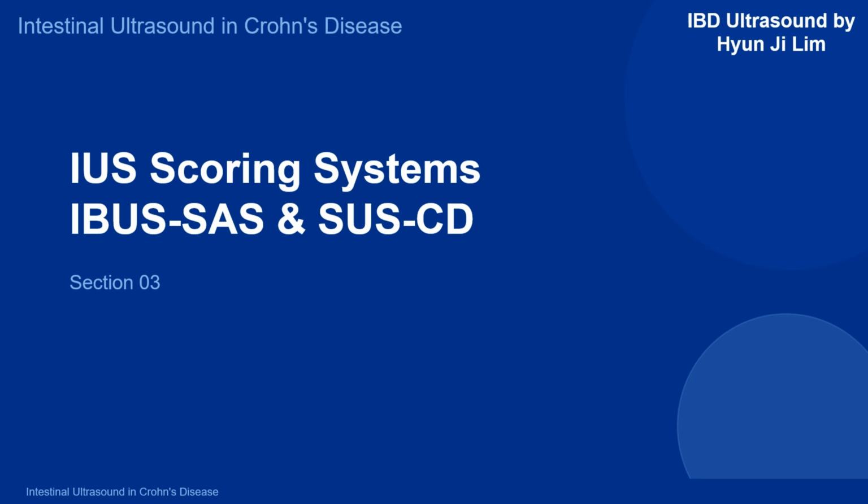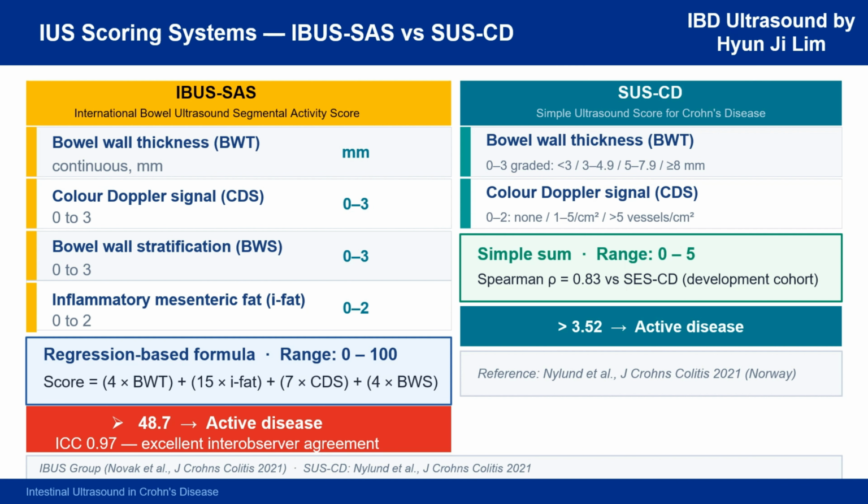This section covers the two main IUS scoring systems, IBUS-SAS and SUS-CD. IBUS-SAS is the International Bowel Ultrasound Segmental Activity Score. It uses 4 parameters: bowel wall thickness, color Doppler signal, wall stratification, and mesenteric inflammatory fat, combined in a regression formula scaled from 0 to 100. A score above 48.7 indicates active disease, and it has excellent inter-observer agreement.